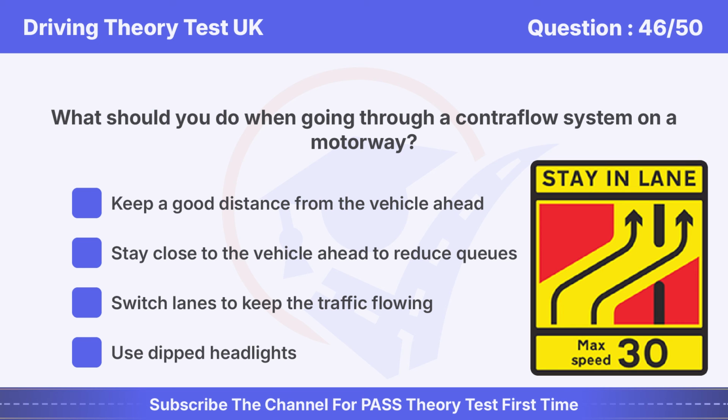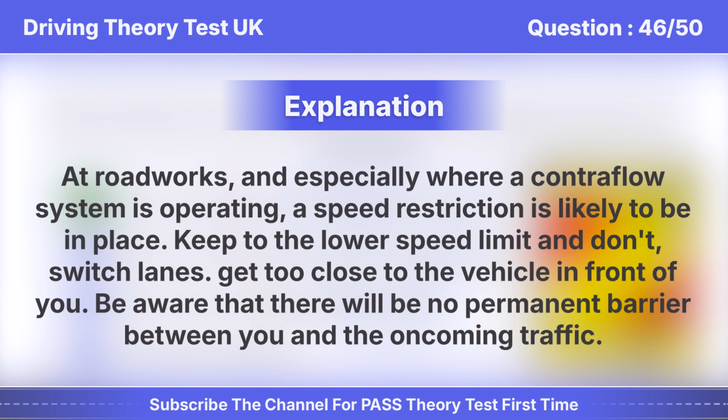Question 46. What should you do when going through a contraflow system on a motorway? Answer is A. Keep a good distance from the vehicle ahead. At roadworks, and especially where a contraflow system is operating, a speed restriction is likely to be in place. Keep to the lower speed limit and don't switch lanes. Don't get too close to the vehicle in front of you. Be aware that there will be no permanent barrier between you and the oncoming traffic.